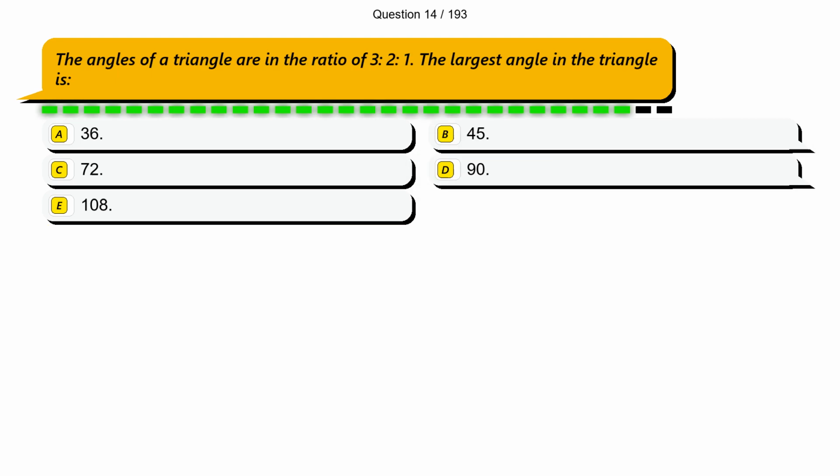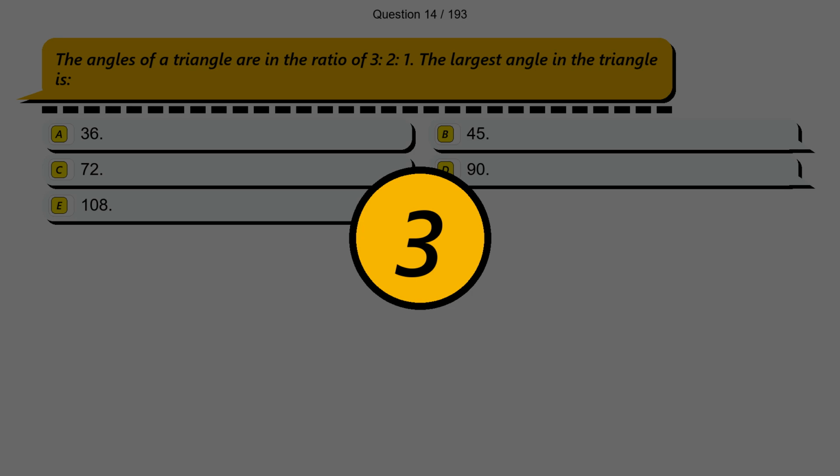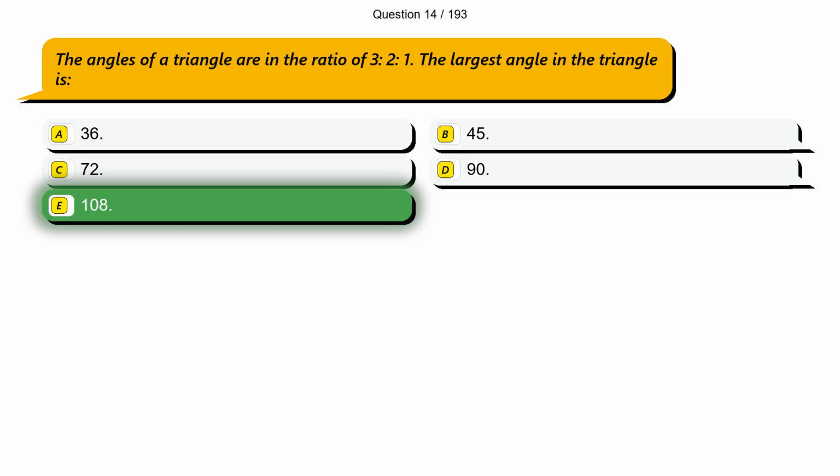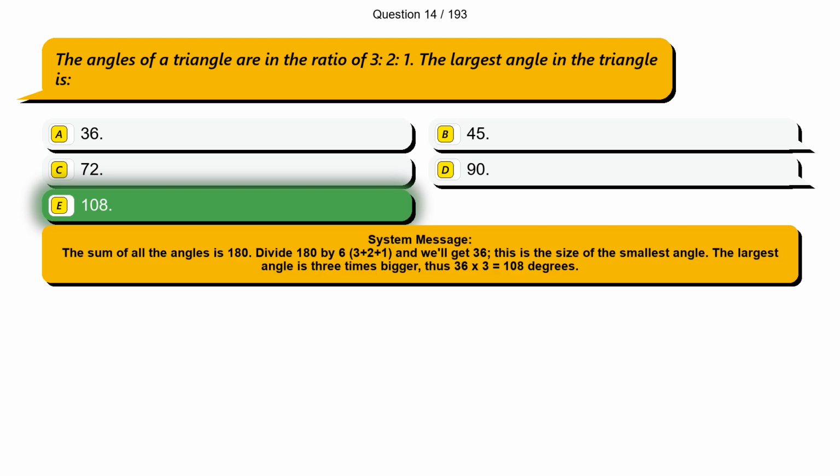Question 14. The angles of a triangle are in the ratio of 3 to 2 to 1. The largest angle in the triangle is option A 36, option B 45, option C 72, option D 90, option E 108. The correct answer is option E, 108. The sum of all the angles is 180. Divide 180 by 6, 3 plus 2 plus 1, and we'll get 36. This is the size of the smallest angle. The largest angle is 3 times bigger, thus 36 x 3 equals 108 degrees.